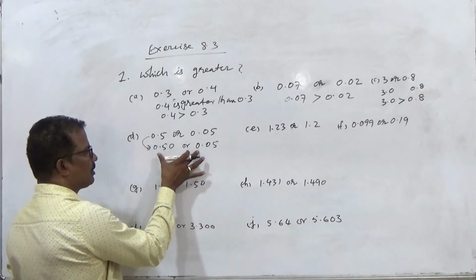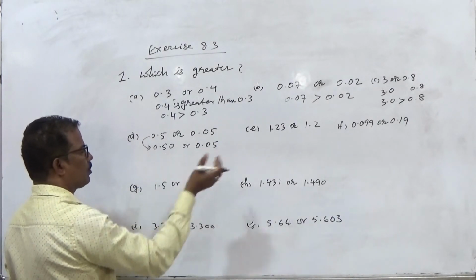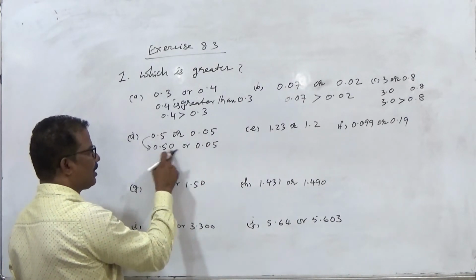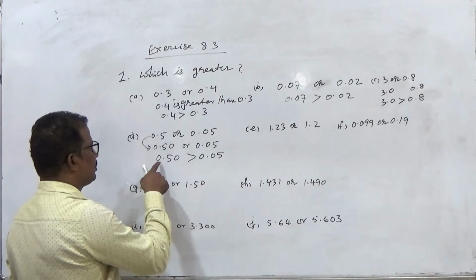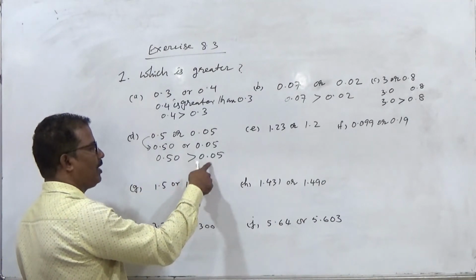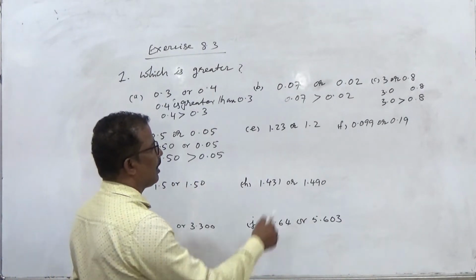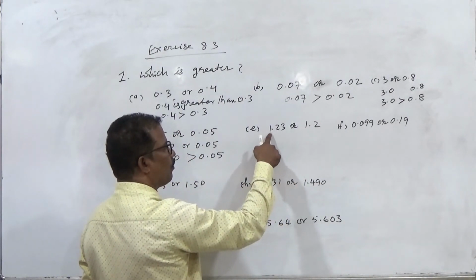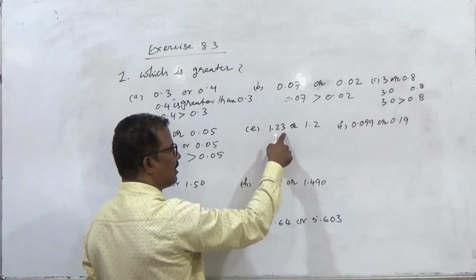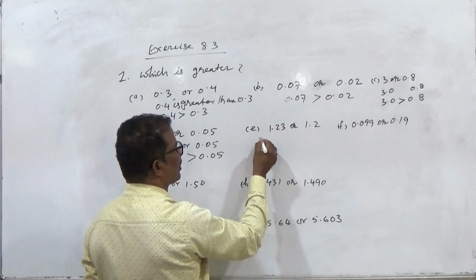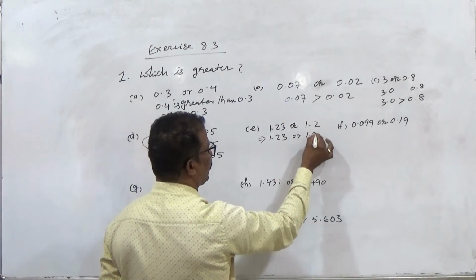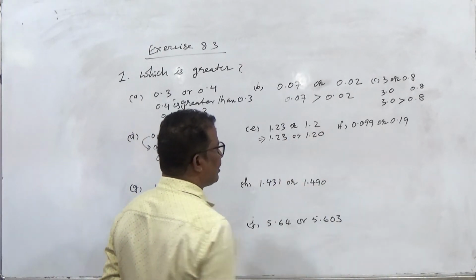In the whole part it is the same, 0 and 0, so we have to go with the decimal part. In the first place 5, and here 0. 5 is bigger than this 0. That means 0.50 is greater than 0.05. In the next question again we have to convert into like decimals, because in the first decimal number 1.23 there are 2 places, here only 1 place is there. So we convert to like decimals, that is 1.2, and put a 0 in the next place.